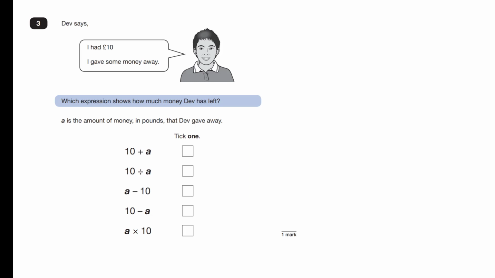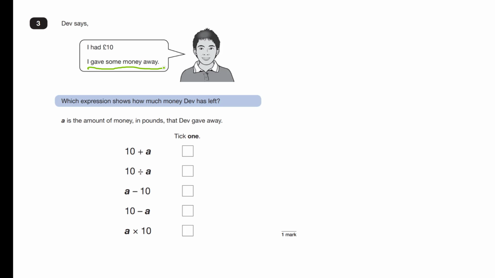Now, A is the amount of money in pounds that Dev gave away. If we had some money and we gave some away, what operation would you be doing? Would you be adding? Would you be subtracting? Would you be multiplying? Would you be dividing? If we're giving money away, we know we're going to have less money, which means we are subtracting.